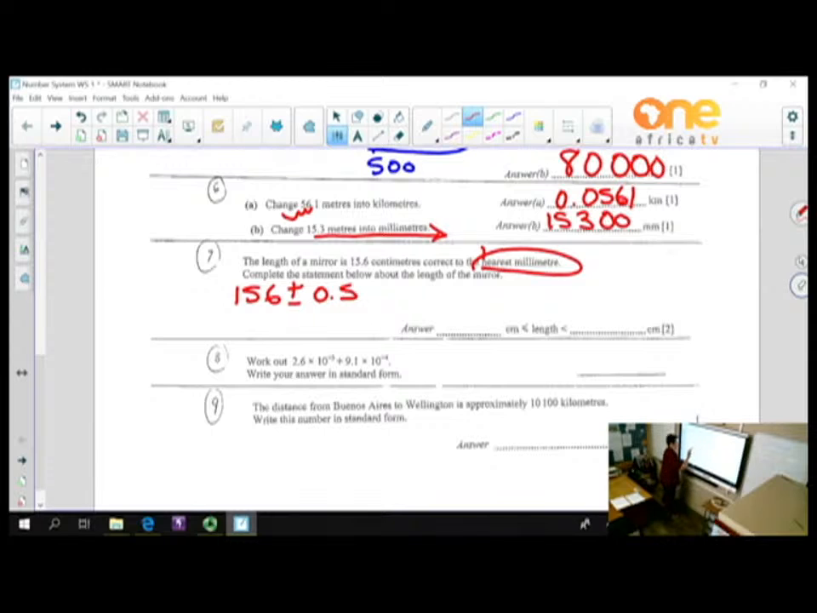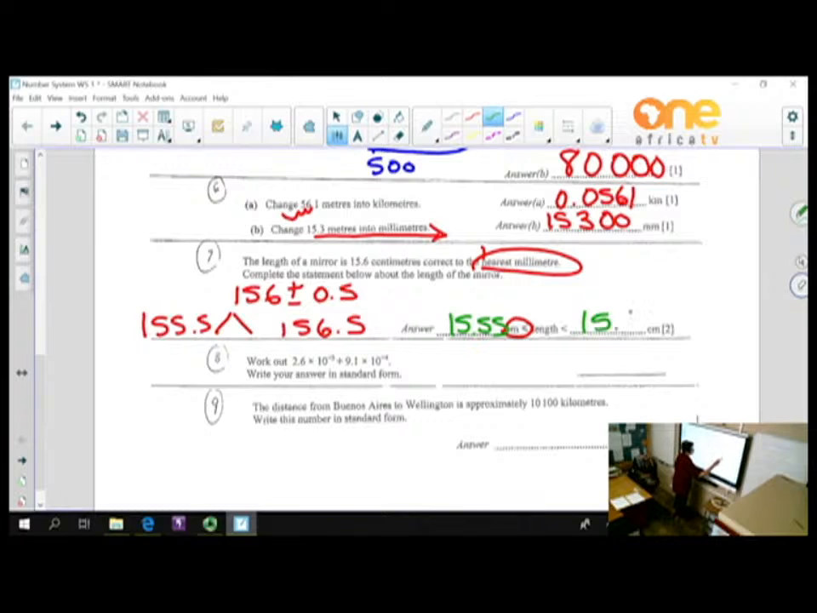So now you add or subtract that, which makes it now 156.5 or 155.5. And then you will see the answer is given in centimeters. So I'm going to change now just back to centimeters, which will make it 15.55. And this one in centimeters, 15.65. Question 8. Write your answer in standard form.